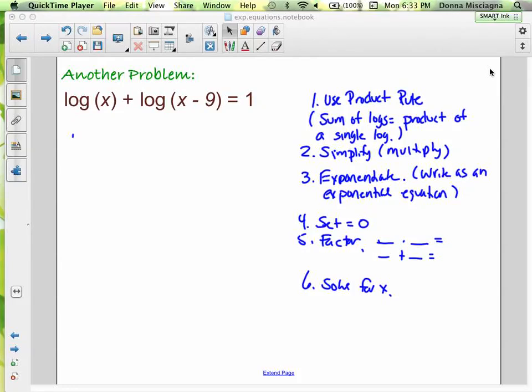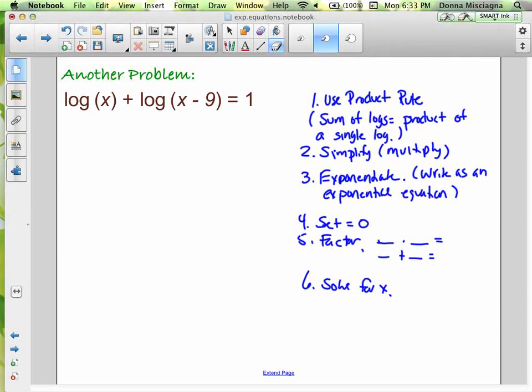Welcome back. We're going to solve 4 more to finish up solving logarithmic equations. And actually, that'll also finish solving exponential and logarithmic equations. All right, so here we have another problem. Log x plus log x minus 9 equals 1.